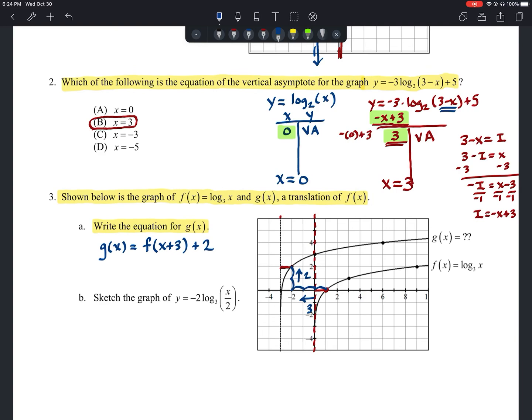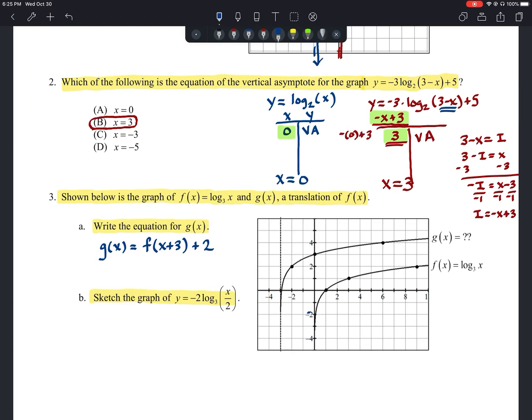Now, down below, they want us to sketch the graph of y is equal to negative 2 times log base 3 of x divided by 2. All right, so the first thing here is our parent graph, let's do our parent graph here in blue. And I'm going to go ahead and erase all the stuff that I put on the graph here so that it's nice and clean for us to graph our new function on here.